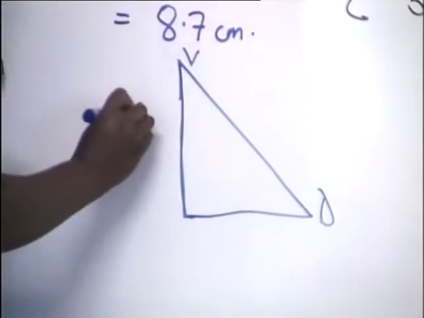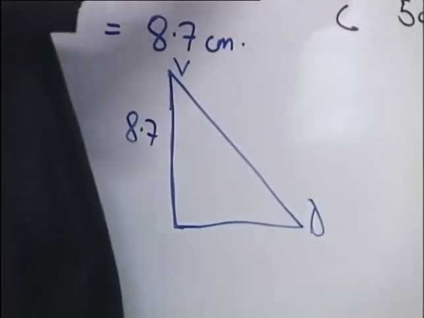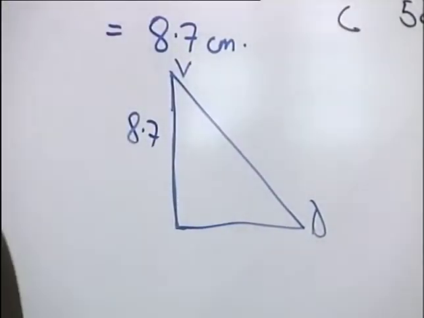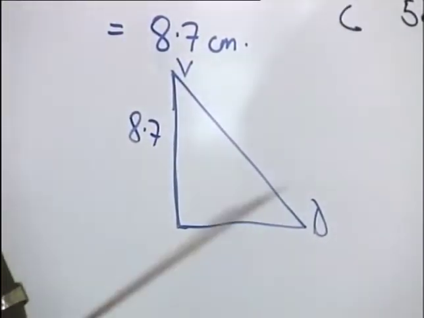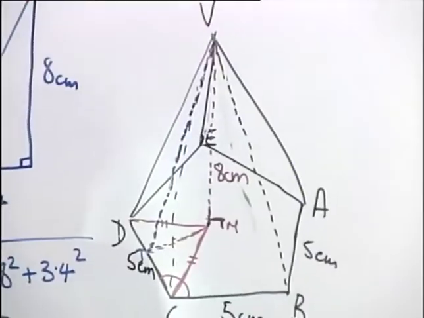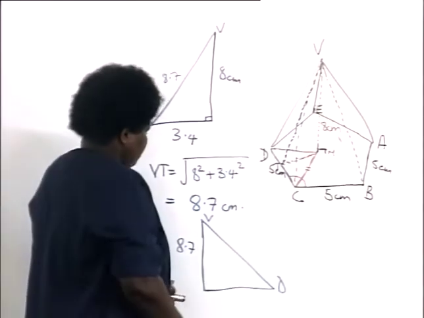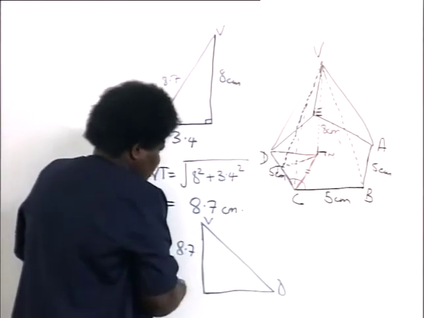This is now 8.7. Okay, I'm now redrawing this triangle. This is supposed to be, no, it's okay. This is D and this is T.